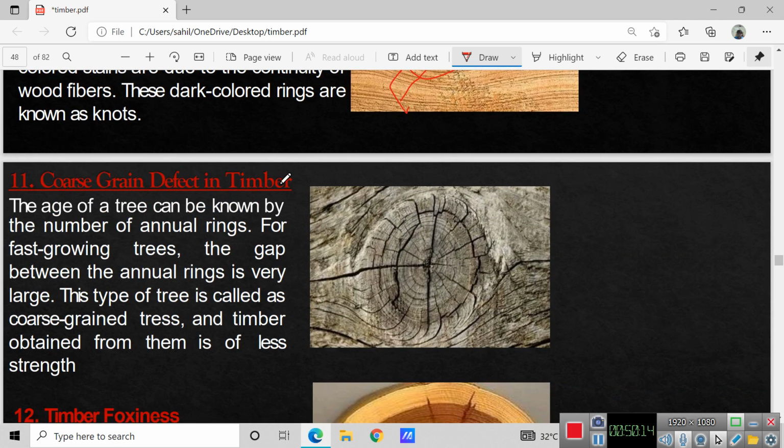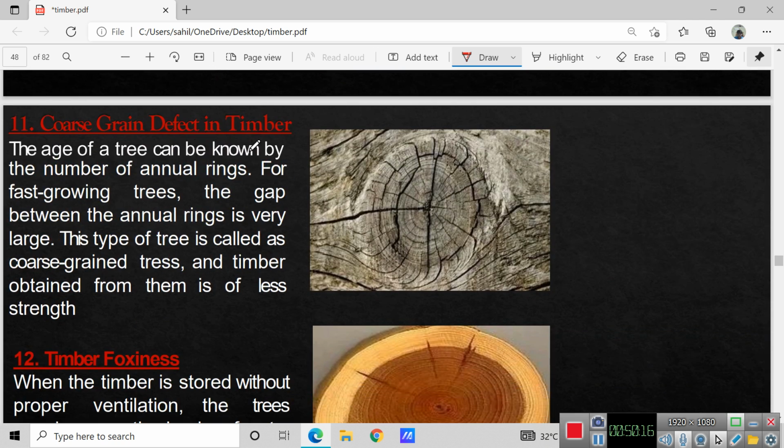Now 11 is coarse grain defect in timber. The age of a tree can be known by the number of annual rings. For fast growing trees, the gap between the annual rings is very large. This type of tree is called coarse grain tree, and timber obtained from them is of less strength. So you can see over here, due to the fast growth of annual rings, the wood is of less strength and it may also form cracks.